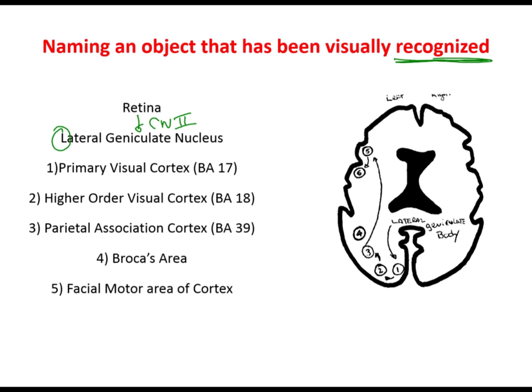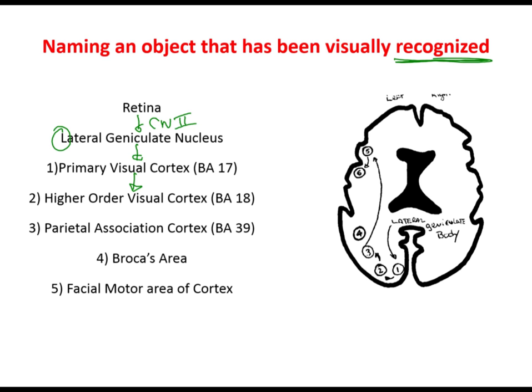From the lateral geniculate nucleus, signals are sent to the primary visual cortex, Brodmann's area 17, and you know from one of our first lectures that the primary visual cortex is in the occipital cortex, mainly the banks of the calcarine sulcus. So on both sides of the calcarine sulcus, we have the primary visual cortex. From there, the information gets further processed in what we call higher order visual cortex, Brodmann's area 18, which surrounds Brodmann's area 17.